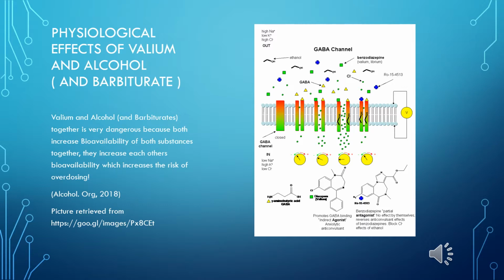So taking both alcohol and Valium or barbiturates together is very dangerous because they increase each other's bioavailability, which increases the risk of overdosing. And I've just put in a picture here that shows the GABA channels and how the ethanol and the benzodiazepines work on those same channels that go through with the chloride as well.